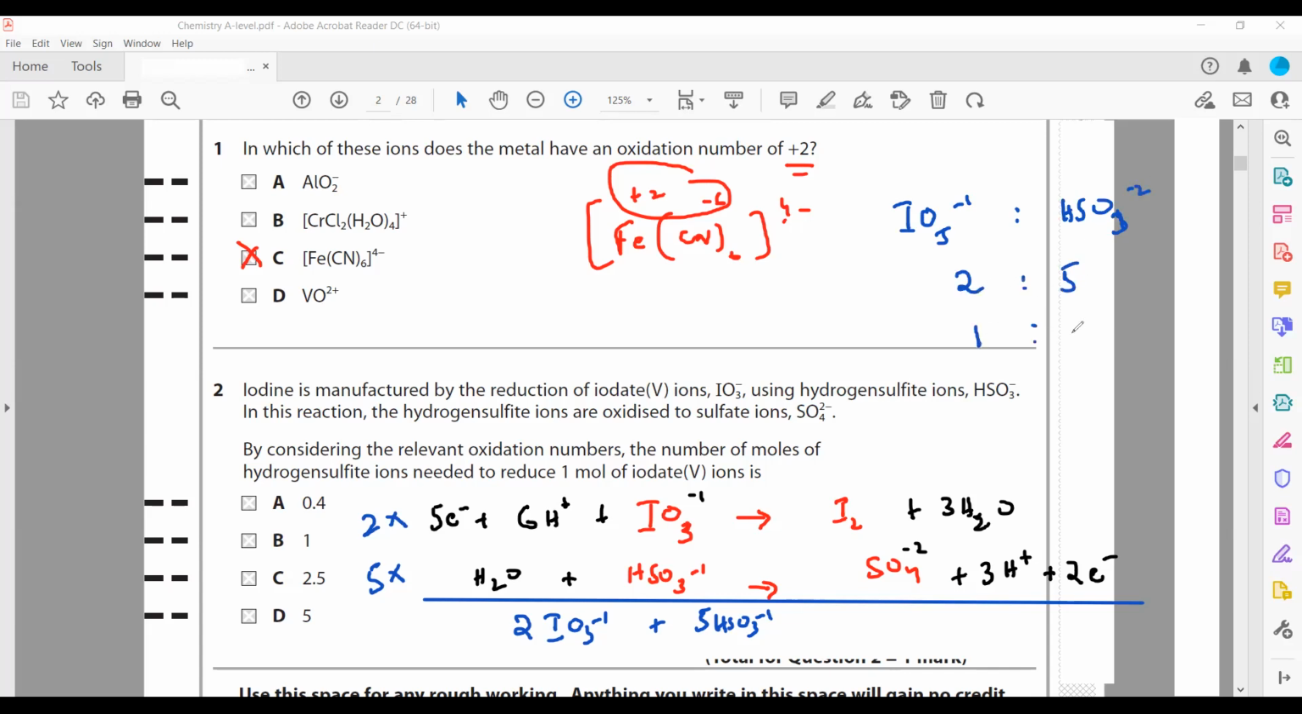But if 1 mole is there, this will be x, cross multiply. So 2x is equal to 5, or x is equal to 5 by 2. So it will be 2.5. Is it clear?